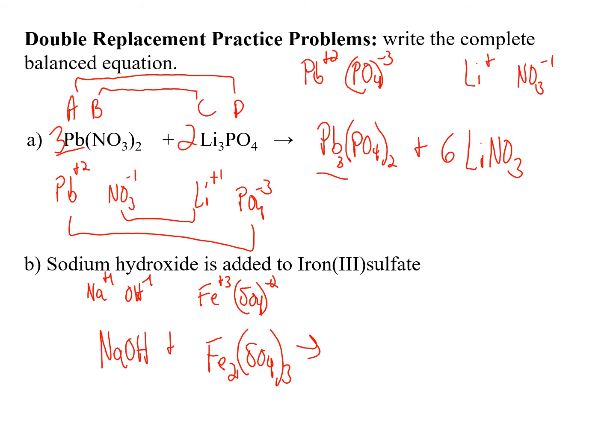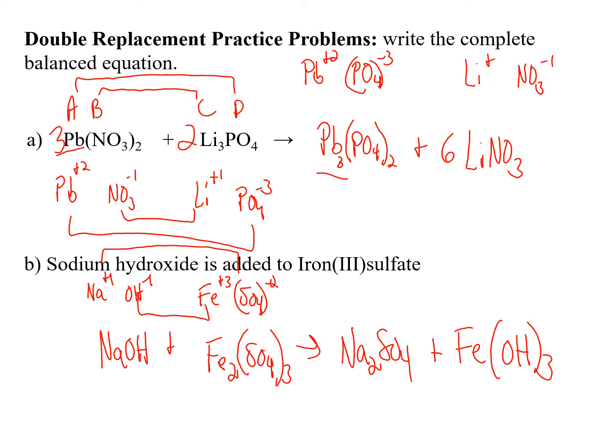Okay, so those are the reactants. We have 2 ionic compounds. Well, they're going to switch. So we're doing outside, inside. Sodium will go with sulfate, iron will go with hydroxide. And that gives us Na2SO4 plus Fe(OH)3. Now we can balance, and we're going to end up with another 3-2 combo. So that's going to have to be 6. That's going to have to be 3. And that's going to have to be 2.